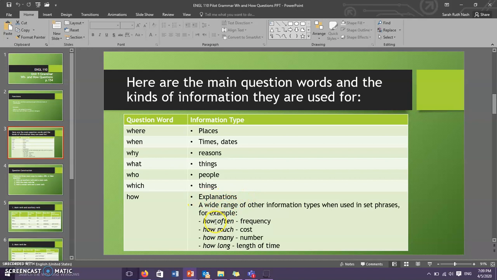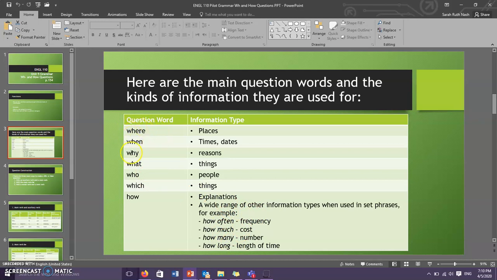But then we can also use it with other words to ask for other types of information. How often, that's frequency. How many times is it happening? How often do you go to school? How much? That's cost, right? We definitely want to know that. How many? That's number. How long? That's length of time, right? How long is this movie? How long is the lecture? So we can use how with other words to ask for even more information.